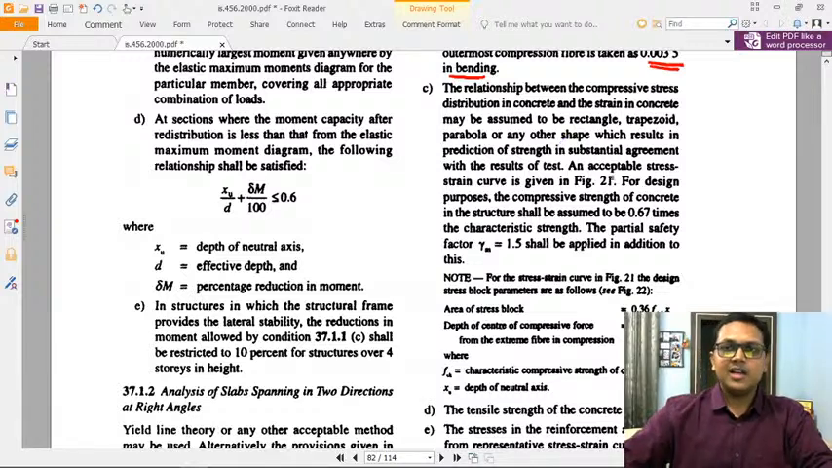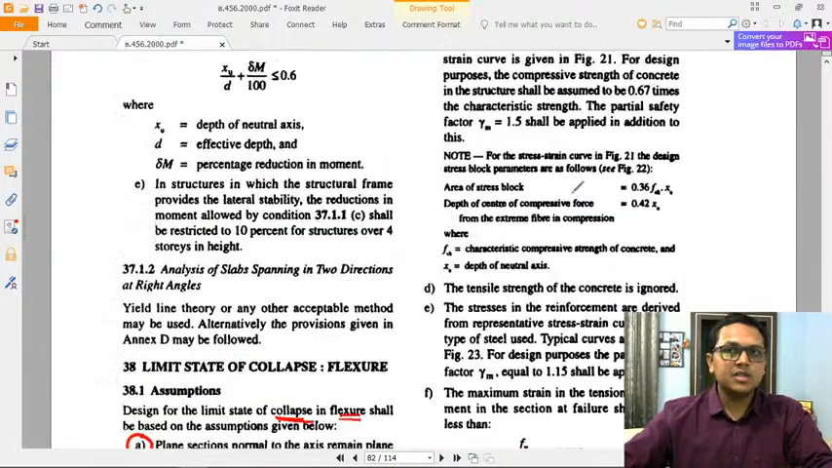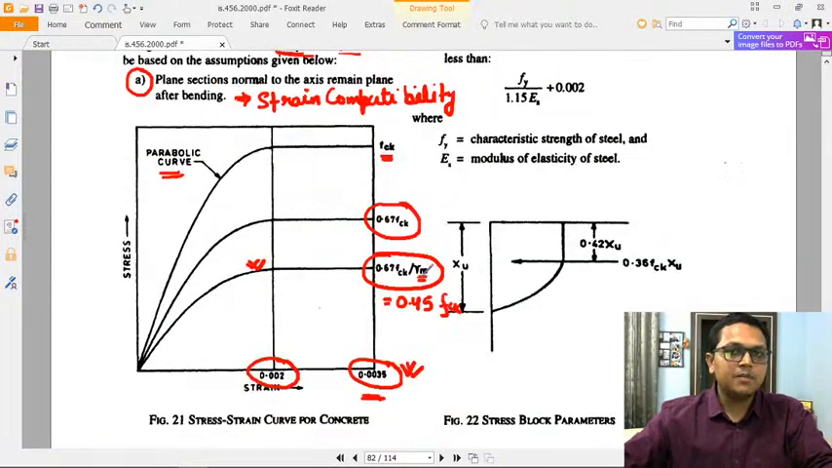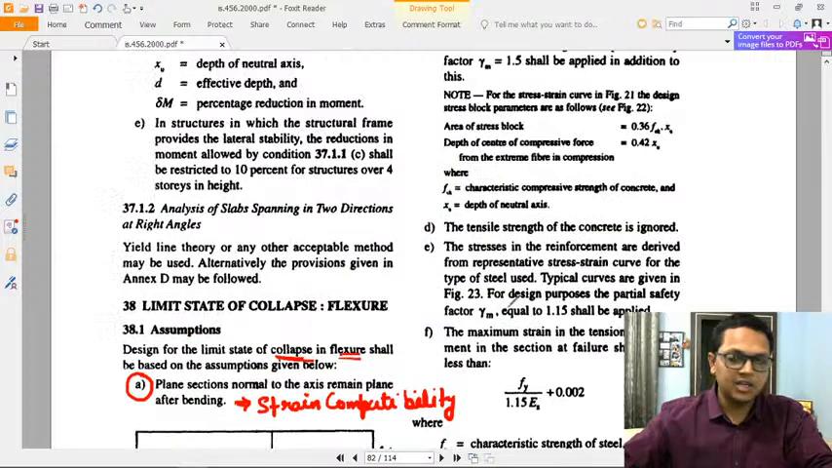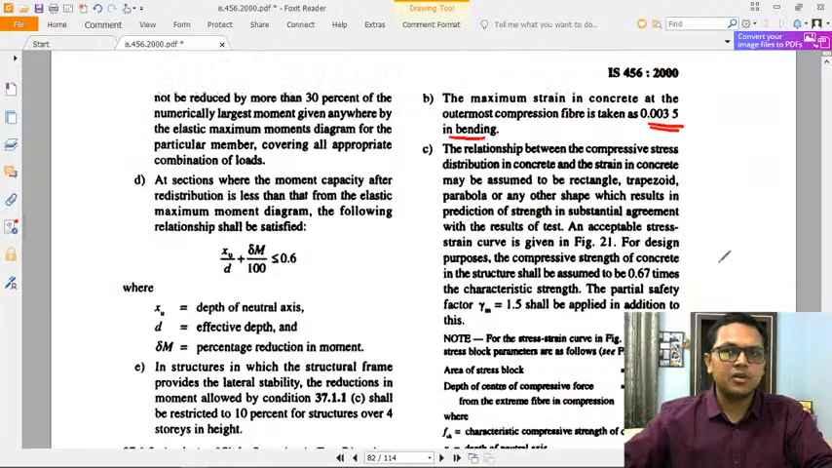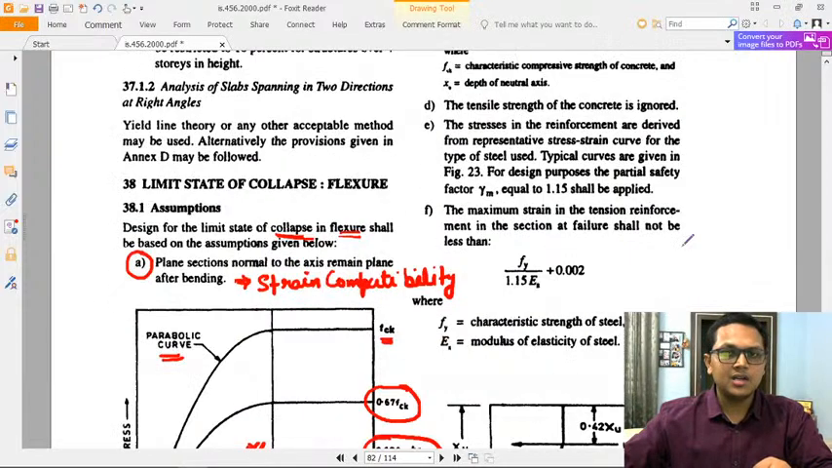In the next line, it is given that the design compressive strength of the concrete is taken as 0.67 times the characteristic strength, as I have told earlier, and a partial factor of safety of 1.5 is applied over this. After applying the partial factor of safety, we get the design strength of the concrete as 0.45 fck. That also I have told. This is not related to this question, but I have mentioned it in addition. Now let's come to the point, assumption number F.